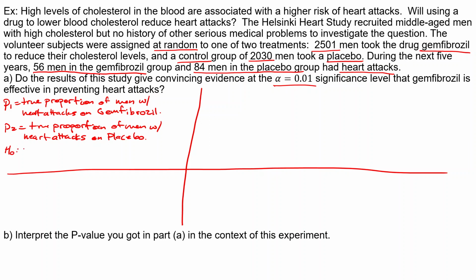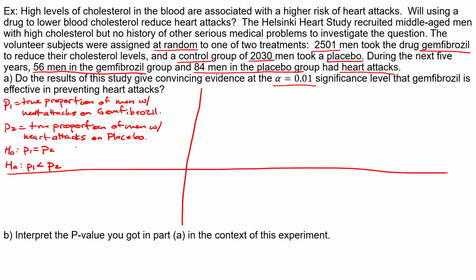My null hypothesis is that they are going to be equal, that there will be no difference between the two. My alternative hypothesis is the results give convincing evidence that gemfibrozil is effective in preventing heart attacks. So if it's preventing them, the proportion of people with heart attacks with the gemfibrozil should be less than on the placebo. So that's what our alternative hypothesis is.